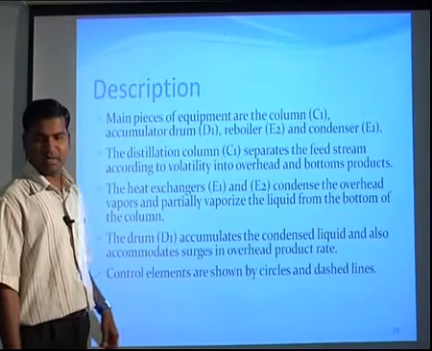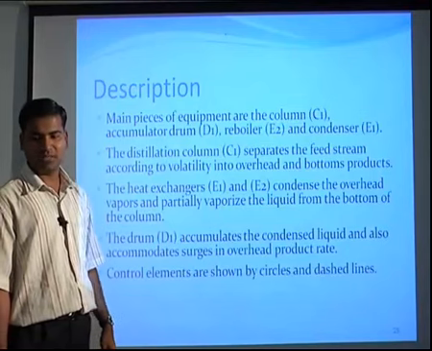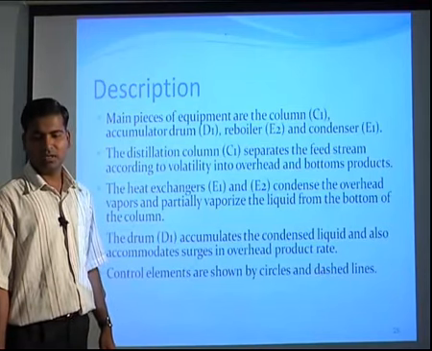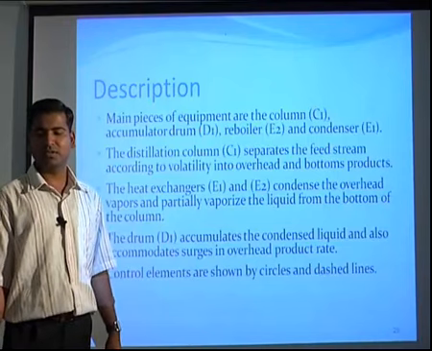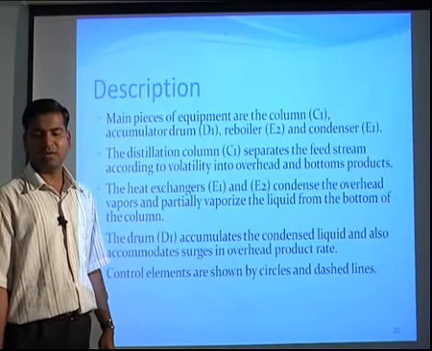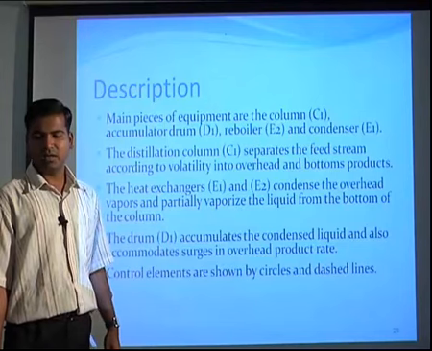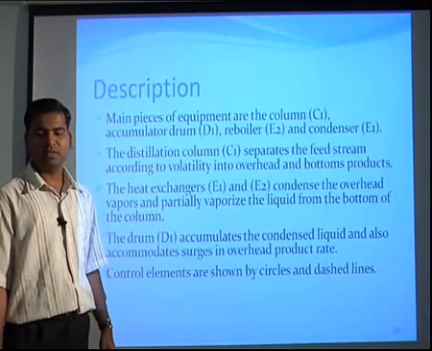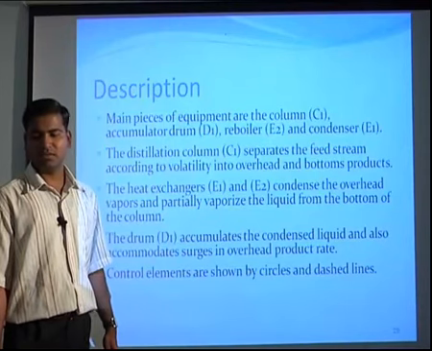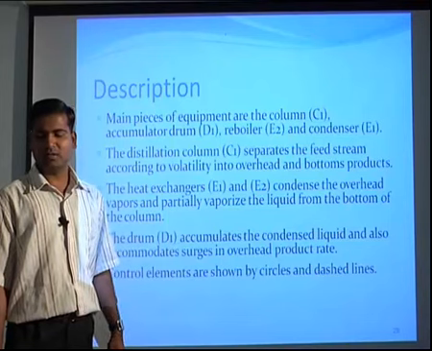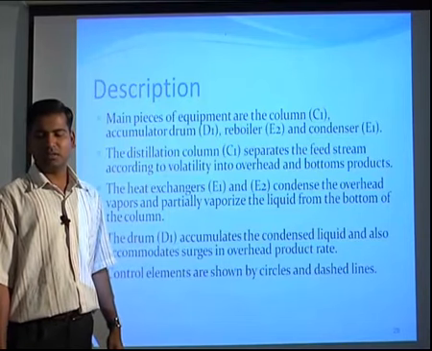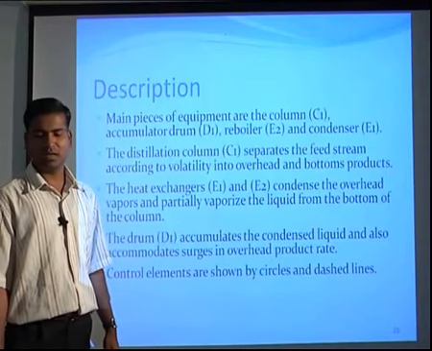First, the main pieces of equipment are the column, C1, accumulator drum D1, reboiler E2 and condenser E1. The distillation column C1 separates the feed stream according to volatility into overhead and bottom products. The heat exchangers E1 and E2 condense the overhead vapors and partially vaporize the liquid from the bottom of the column. The drum D1 accumulates the condensed liquid and also accumulates surges in overhead product rate. Control elements are shown by the circles and dash lines.